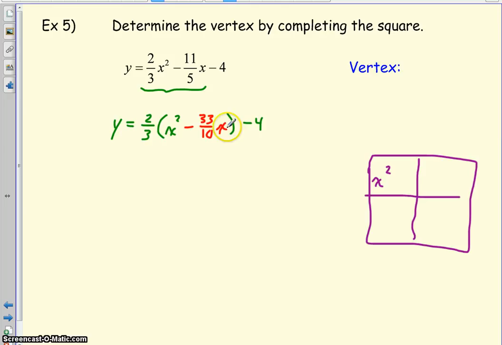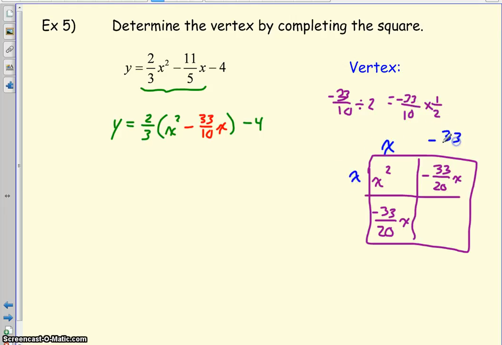So remember, if I have negative 33 over 10x, I have to divide that in 2 evenly over these two sections of the array to get a perfect square. So if I have negative 33 over 10 and I divide by 2, that's going to be equal to negative 33 over 10 times a half, which is negative 33 over 20. So I'm going to have negative 33 over 20x in here, and negative 33 over 20x here. So that means on the outside of my array, I get x minus 33 over 20 and x minus 33 over 20.